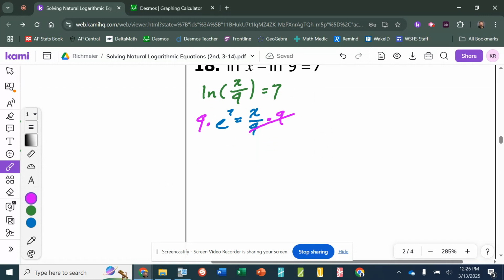So, for this problem, let's see what its solution is. We've got x equals 9 times e to the 7th power, or I can approximate it. So this first one here is what we would call our exact answer. That would be my exact answer. But normally we're going to approximate it.